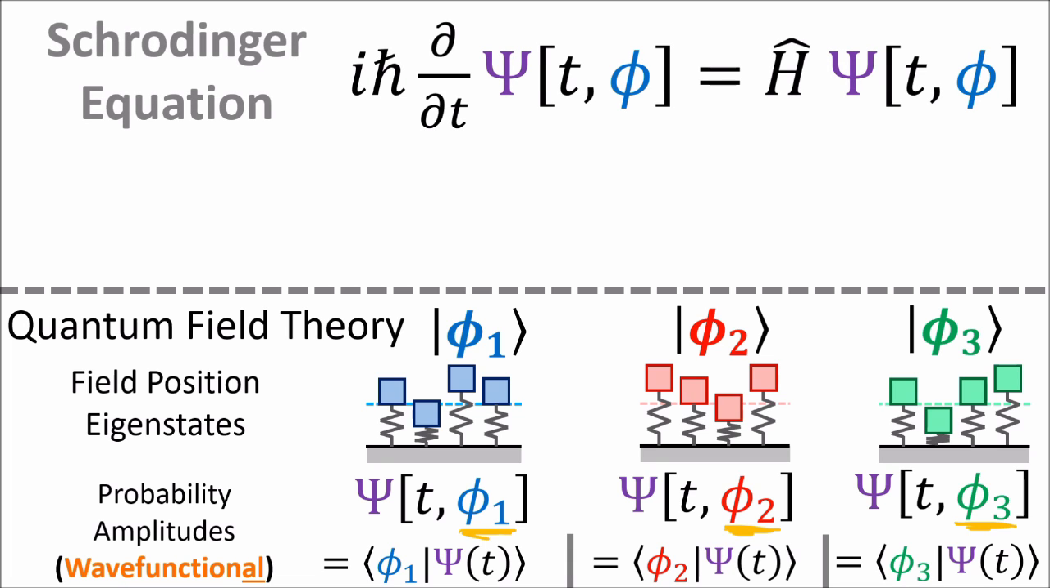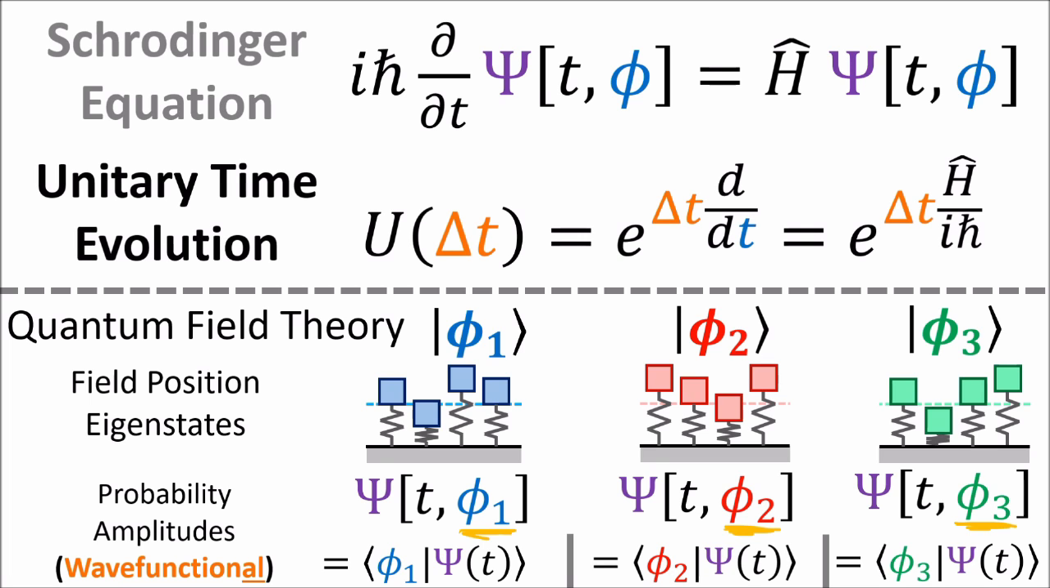So it's important to know the Schrödinger equation still applies in quantum field theory. But the wave function does not live in position space. It lives in the space of all possible fields. And the Schrödinger equation makes sure the time evolution is unitary, so that probabilities are preserved over time.